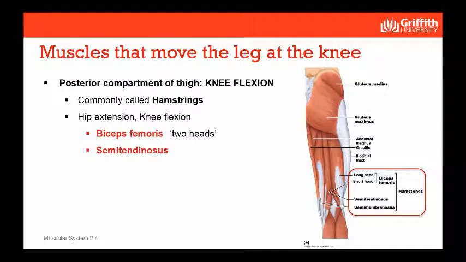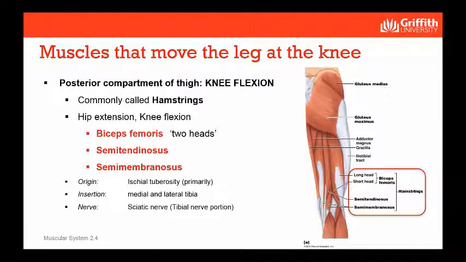Semitendinosus lies medially to biceps femoris, inserting on the medial aspect of the tibial shaft. And the third hamstring muscle, semimembranosus, lies deep to semitendinosus and inserts on the medial condyle of the tibia. The hamstring muscles all arise from the ischial tuberosity of the pelvis and insert on either the medial or lateral tibia, and they are all innervated by the tibial portion of the sciatic nerve.